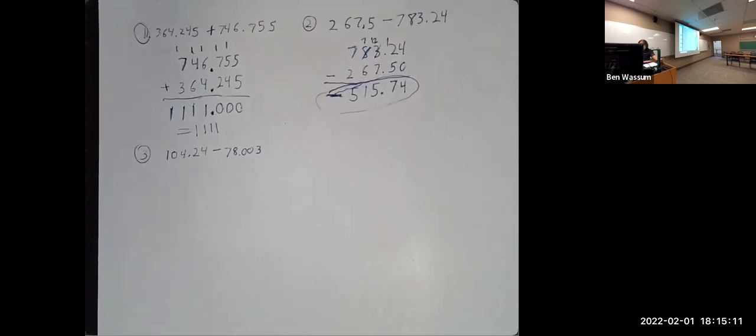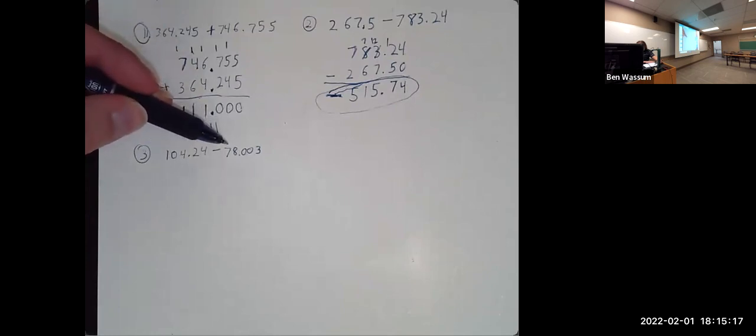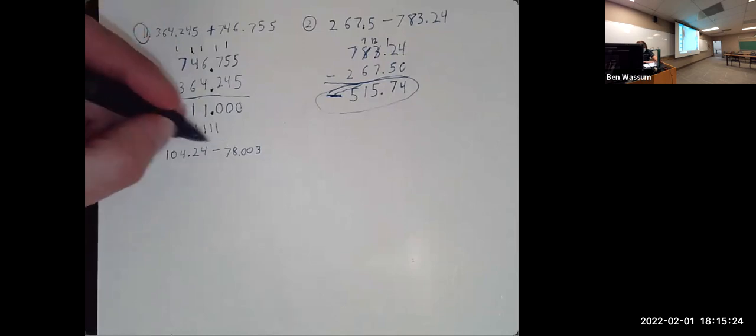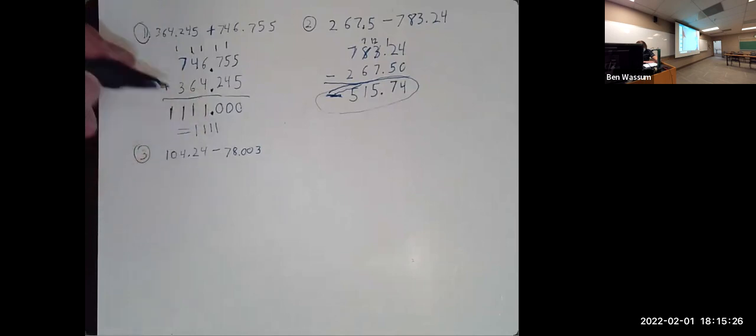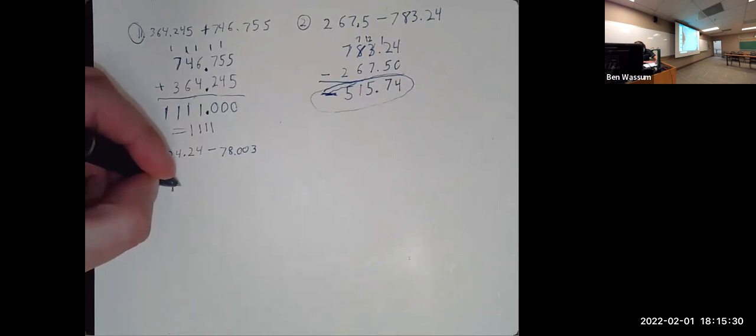Cool. So this time we have 104.24 minus 78.003. Okay. So we're doing the bigger one minus the smaller one. We don't have to flip anything around, but we do have to make sure that our decimal point lines up.